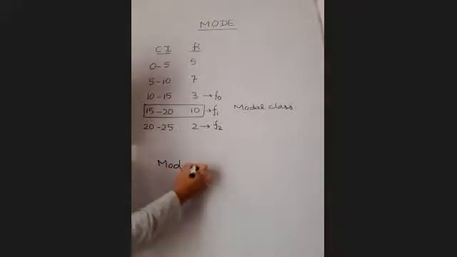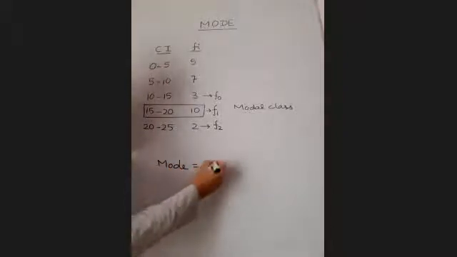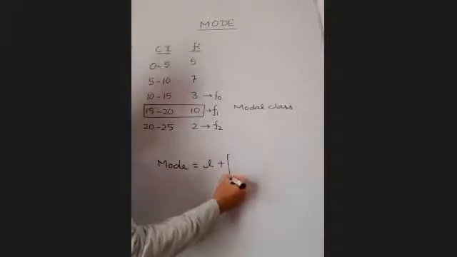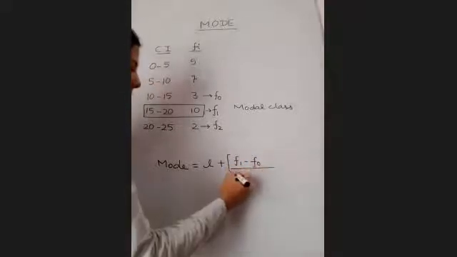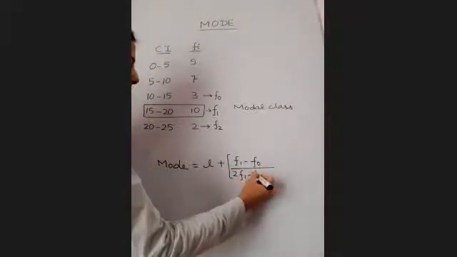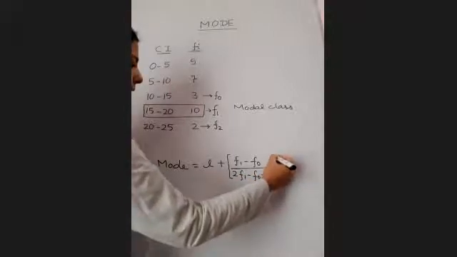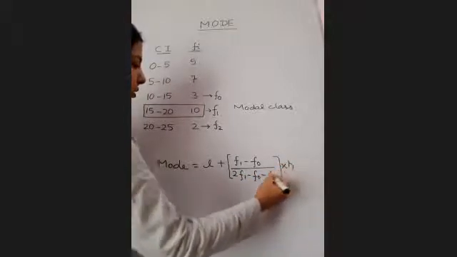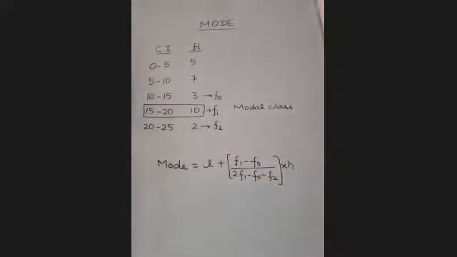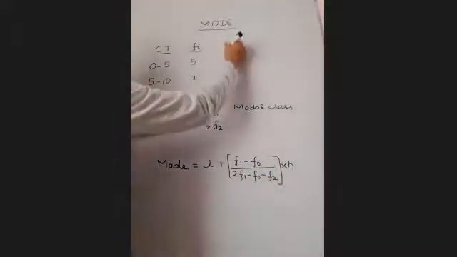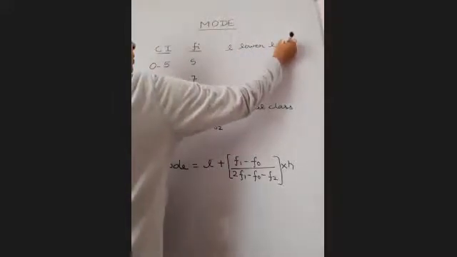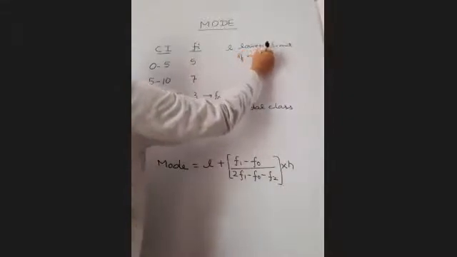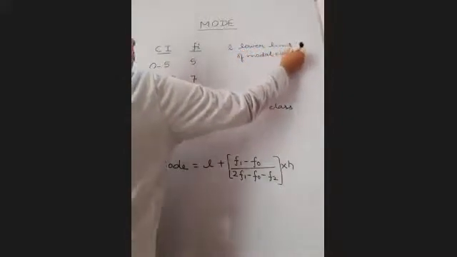Now mode is given by this formula. This formula you have to keep in mind. Mode = L + ((F1 - F0) / (2F1 - F0 - F2)) × H. Now what do these symbols mean? Here L is the lower limit of the modal class.